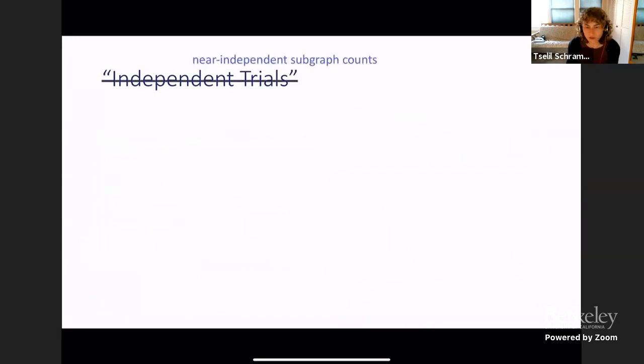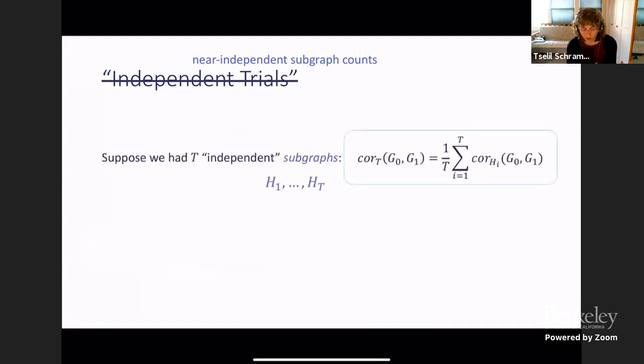All right, this is really silly because the problem specification is that you get one copy of each graph, so that's not going to work. Instead of independent trials, we're going to try to find subgraph counts that are nearly independent. Suppose that we have T different subgraphs. You can think of H1 as being triangles, and HT as some other crazy graph.